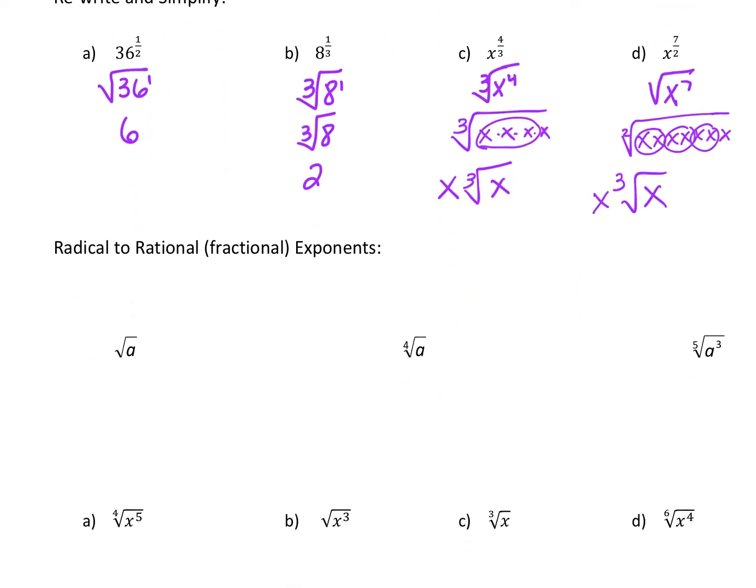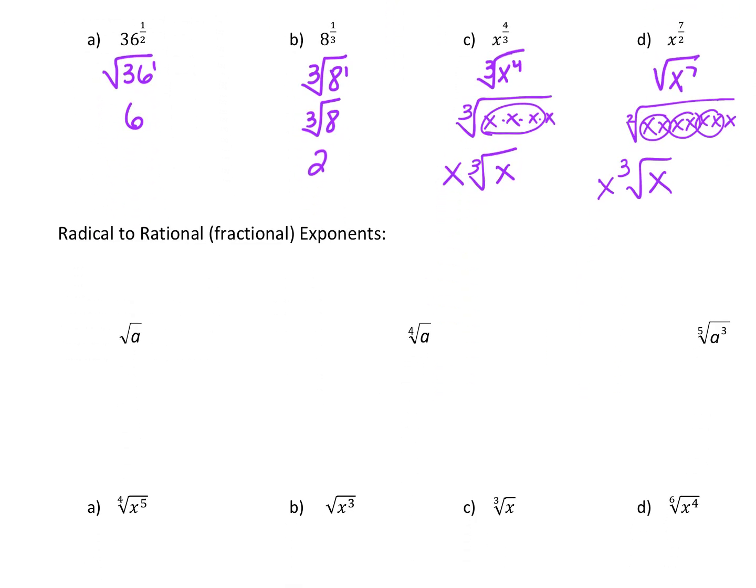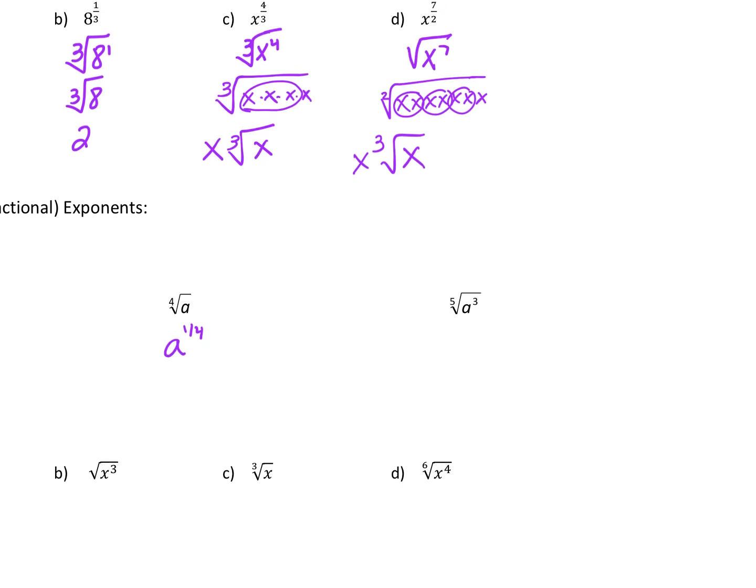All right, now if we wanted to rewrite it the other way. If I have the square root of a, that means this is the second index. The square root of a is the same as a to the 1/2. The 4th root of a is the same as a to the 1/4. This 5th root of a cubed is going to be a to the 3/5, because the power stays on top and the root goes on the bottom.